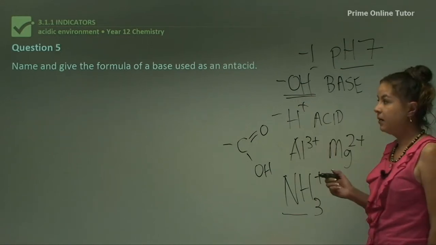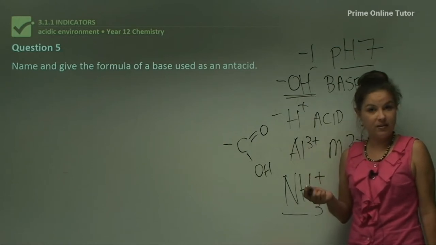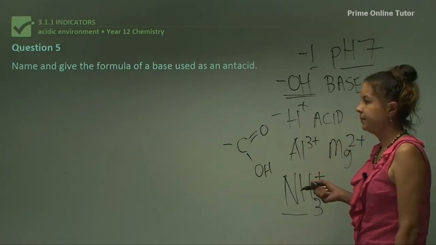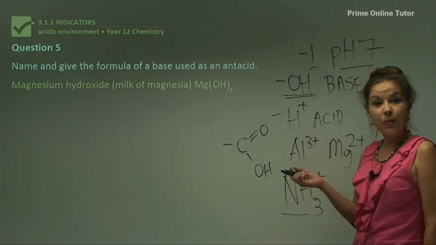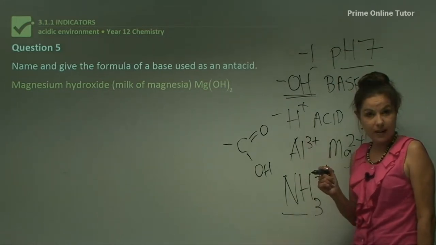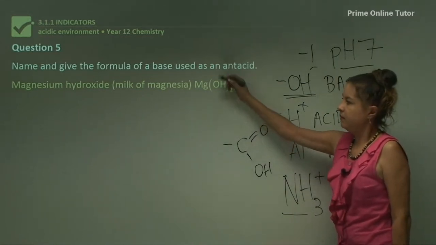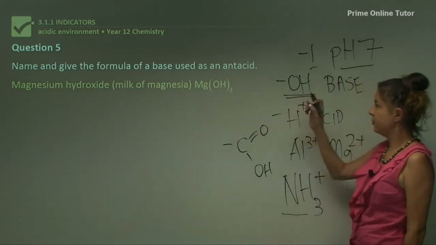Finally, question 5. Name and give the formula of a base used as an antacid for upset stomachs. A few examples include magnesium hydroxide, which is also called milk of magnesia, which is Mg(OH)2, in brackets, 2 hydroxyl groups.